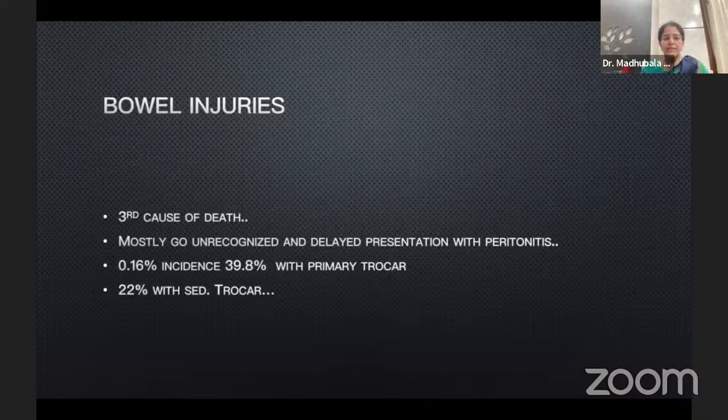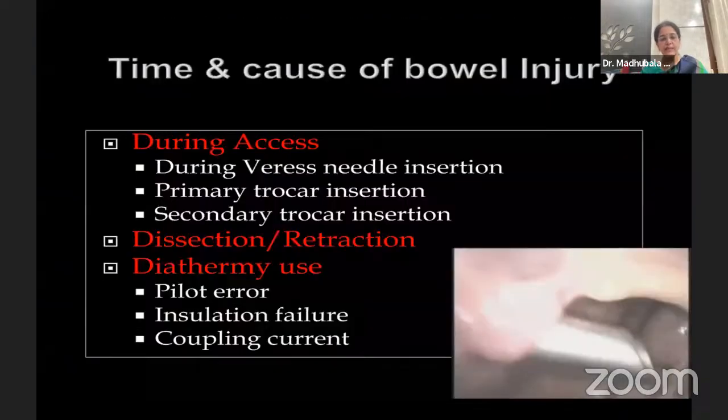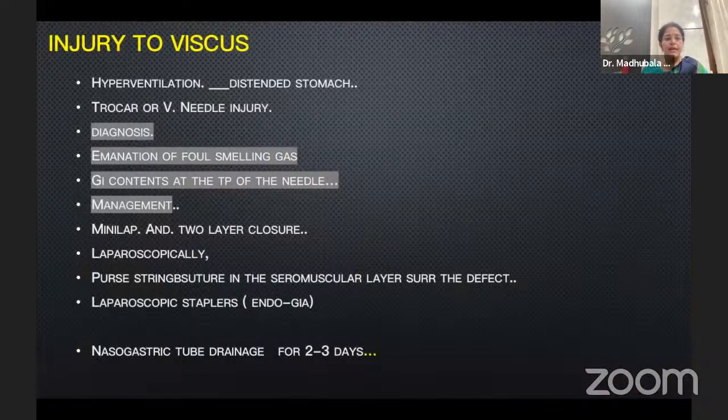The next important injuries we should be worried about are the bowel injuries, which are the third cause of death. Mostly they go unrecognized and have a delayed presentation with peritonitis. The incidence can be from 39.8% to 22% with primary and secondary trocars. The time and cause of bowel injuries can be during the Veress needle insertion, during primary trocar and secondary trocar, or while doing the dissection and retraction with the instruments, and of course with the diathermy use. A distended stomach because of hyperventilation can also be a reason for injury of the bowel.